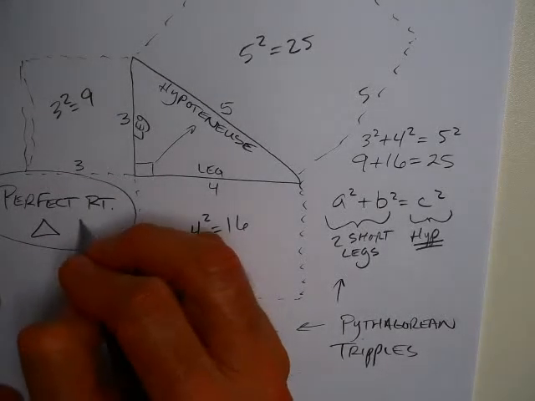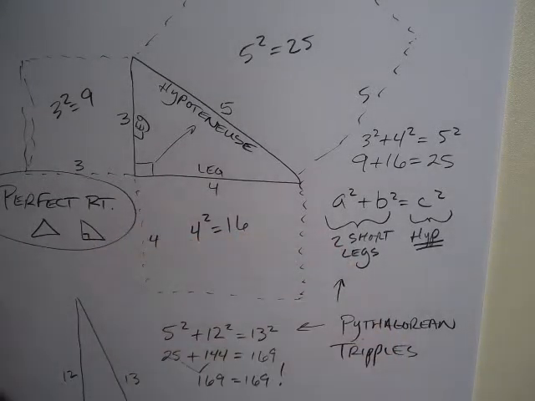This is the perfect right triangle. And there's a really cool thing about the 3, 4, 5.